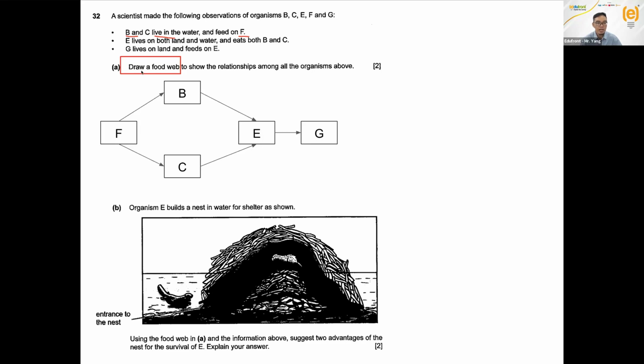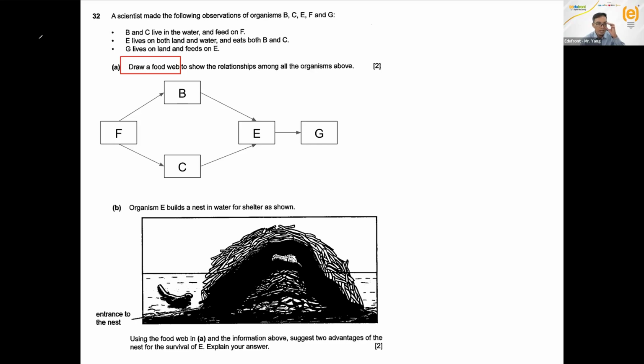Okay, so this is correct, this part here. E lives in both land and water and eats both B and C. So E eats both B and C. So this statement is also correct. And G lives on land and feeds on E. So this is also correct because G feeds on E. Okay, so all these three statements are correct. So you can see here, they ask you to draw the food web. So stand by, if they ask you to draw a food web, make sure you draw the correct food web and make sure you draw the arrow in the correct direction.